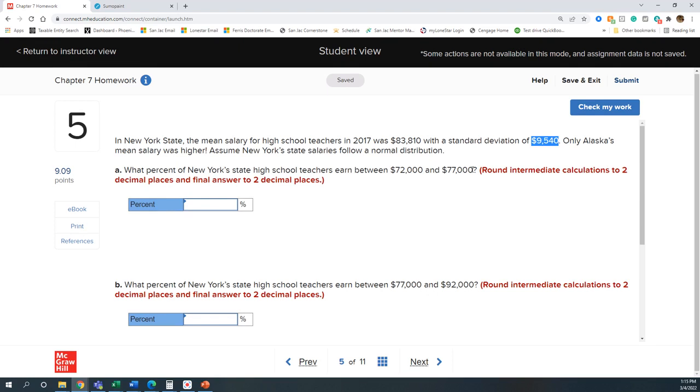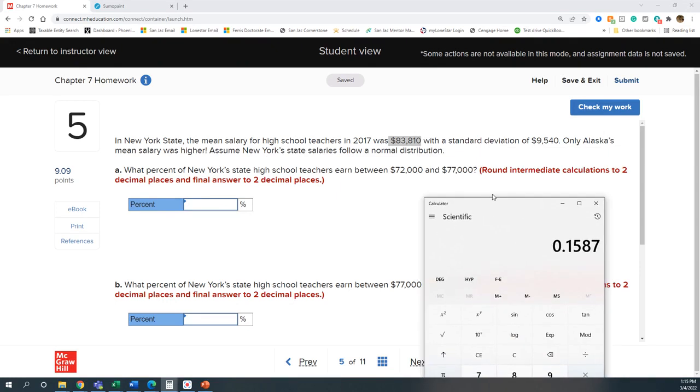Alright, so as you can see, these are both going to be on the same half of our normal distribution. How do I know? Well, this is our mean, and both of these are below it. So that means we're going to end up subtracting these two. So let's find our Z's first. Calculate 72,000 minus our mean, divide by our standard deviation. We get 1.23, well 1.24. Remember, round to 2 decimal places. So let's go ahead and get that number on our Z table.